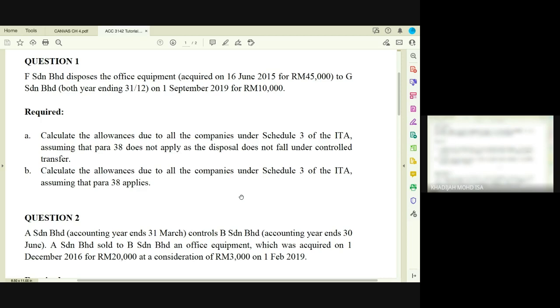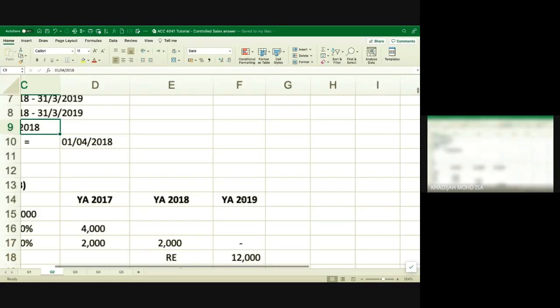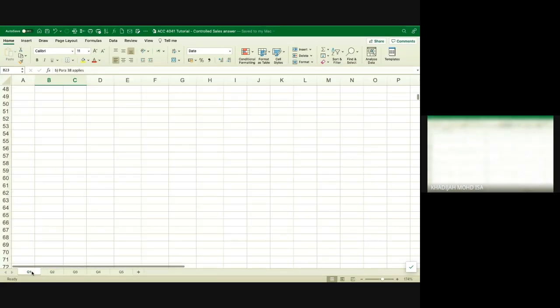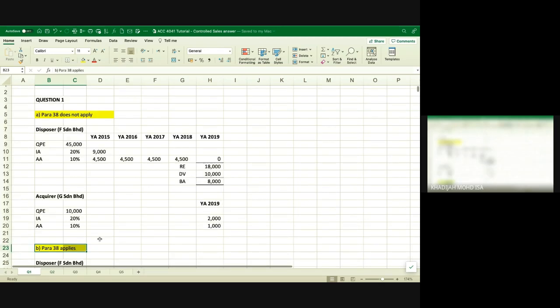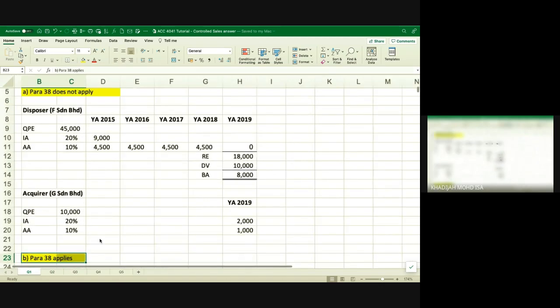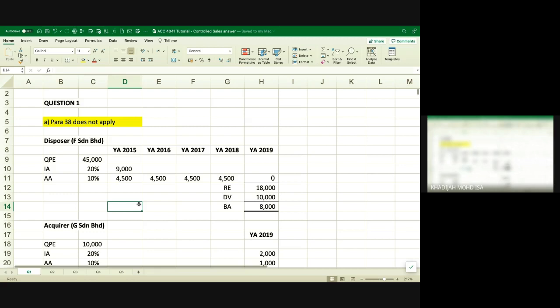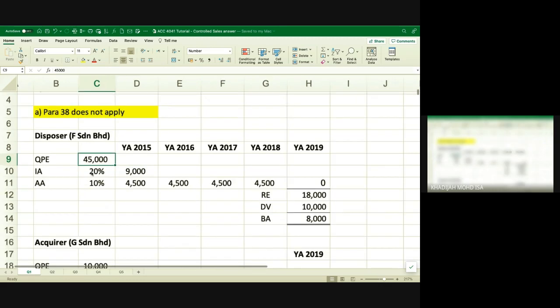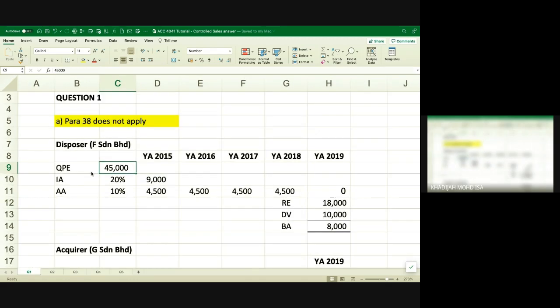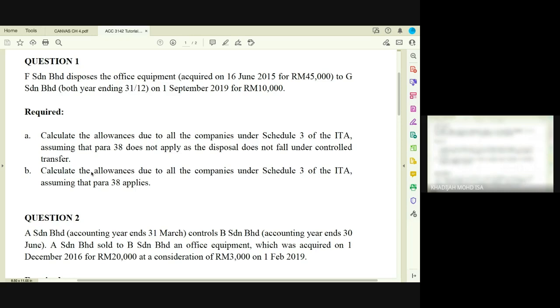Right, so F Sdn Bhd will start to claim. In this case, we have question number 1, which is very straightforward, where Para 38 does not apply. So this is how you do. We have disposal, F Sdn Bhd. The QPE is 45,000. Can you see that clearly? Right, and then the IA is 20%, AA is 10%. Why is it 10%? Because it's an office equipment.